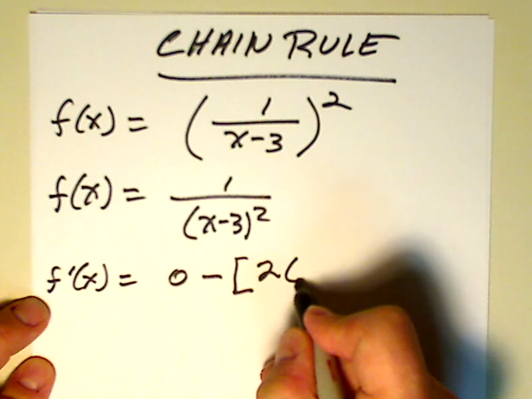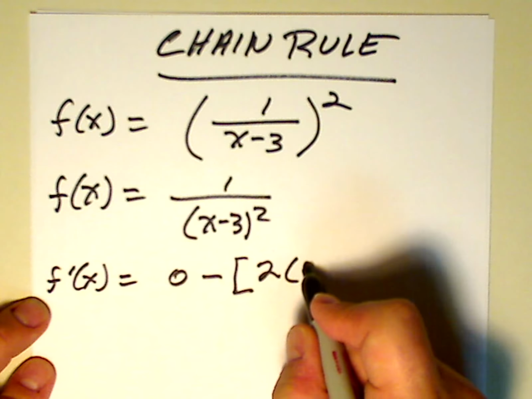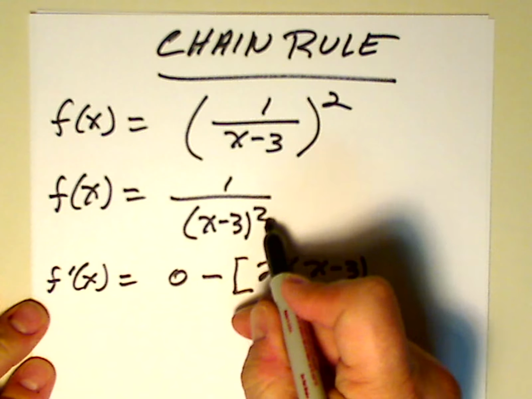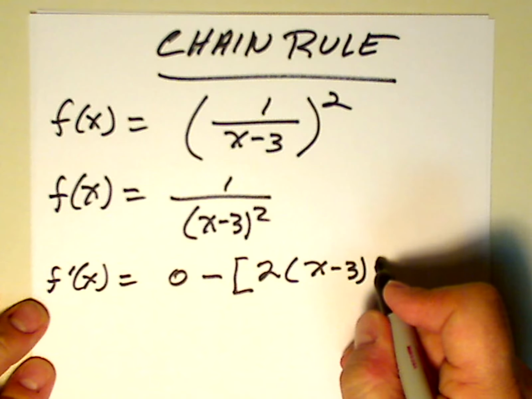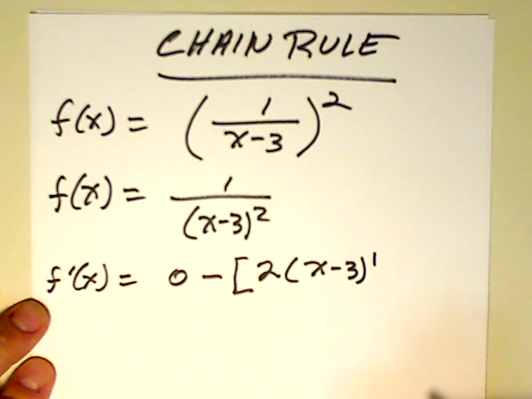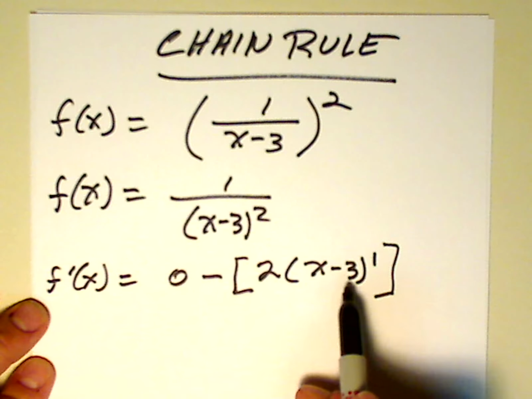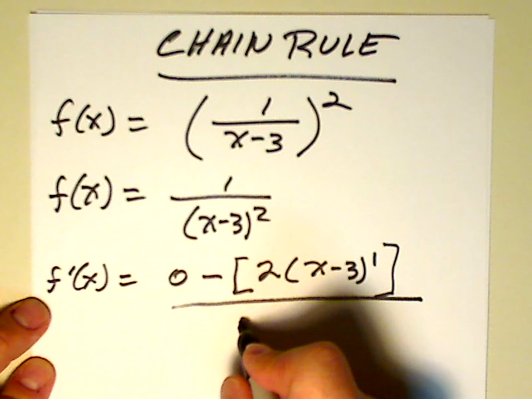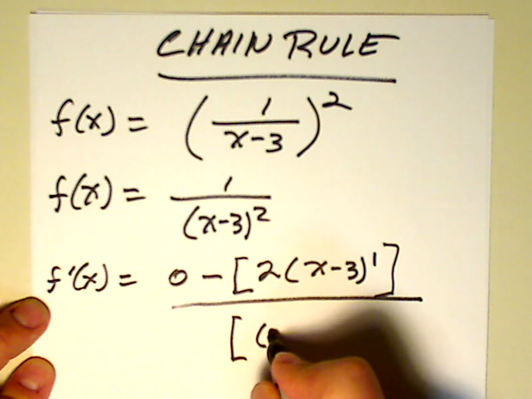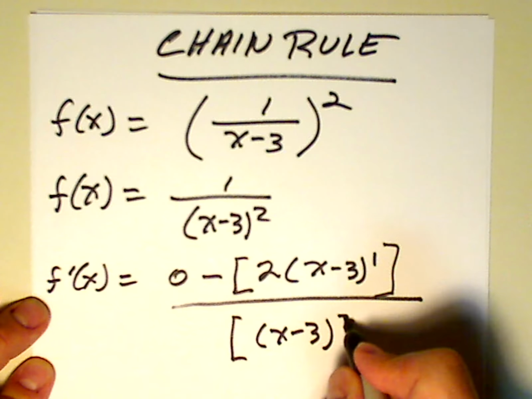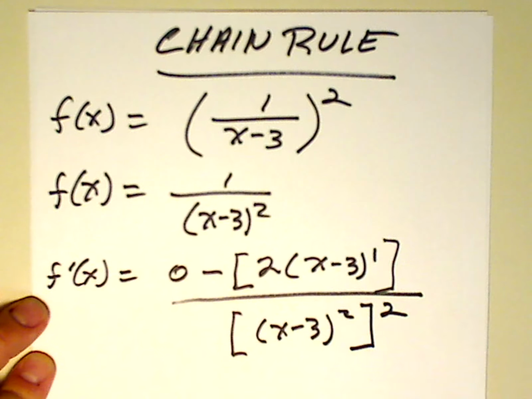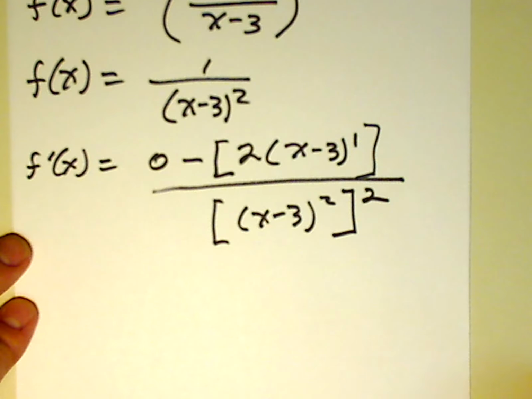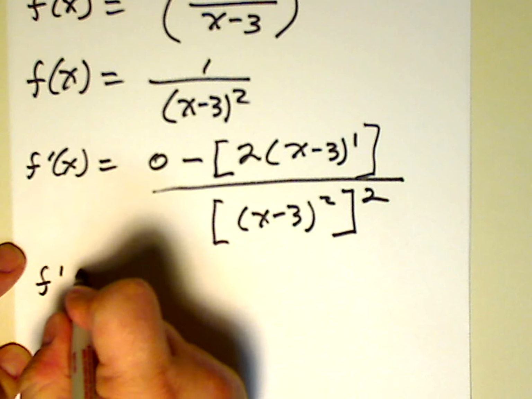So it's going to be 2 times, well, x minus 3, we're going to repeat that, and 2 minus 1 is 1, so should I put it up there? Well, I'll put it up there just to show you that I'm not forgetting anything. So we have 2 times x minus 3, and we're going to divide that by the denominator squared, so let's do that. X minus 3 squared. That sounds funny. Squared.